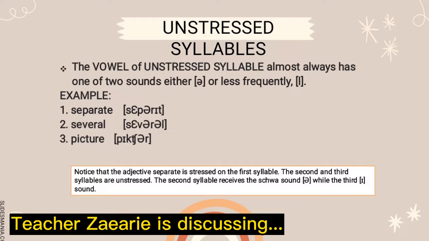Unstressed syllables. The vowels of an unstressed syllable almost always have one of two sounds, either uh or, less frequently, ih. See examples below.